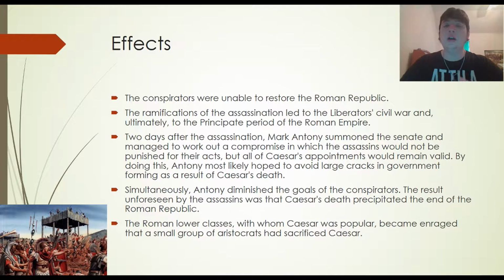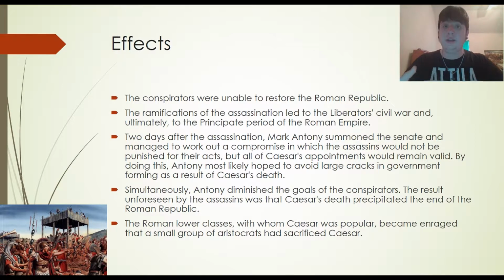So the conspirators were unable to restore the Roman Republic as they wanted. They hoped that this would affect the outcome and that they would be able to reestablish the Roman Republic as they believed it should be. So, the ramifications of the assassination led to the Liberators' Civil War, and ultimately it led to the Principate period of the Roman Empire. Note Empire, not Republic.